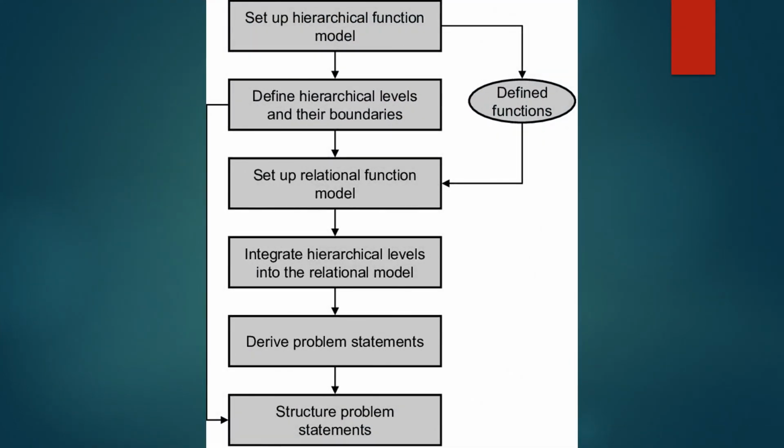Now here we have an example of the model function, where a proper model is used in order to carry out any activities. For example, in order to set up a hierarchical function model, there are properly defined hierarchical levels and their boundaries. Then set up the relational function model, integrate the hierarchical levels into the relational model, and then derive the problem statement and structure the problem statement.